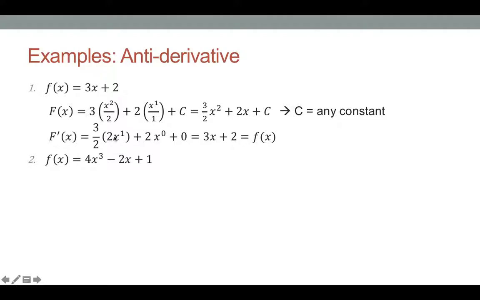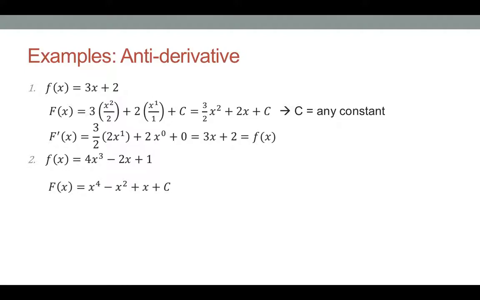If we take the derivative of that, we get 3 halves x to the first plus 2x to the 0 plus 0, the derivative of the constant. That gives us, as the 2's cancel out, 3x plus 2, and that is our original function. So this right here is the antiderivative of this. Now what I want you to do for practice is find the antiderivative of this second function right here. Pause the video and find the antiderivative of this function.